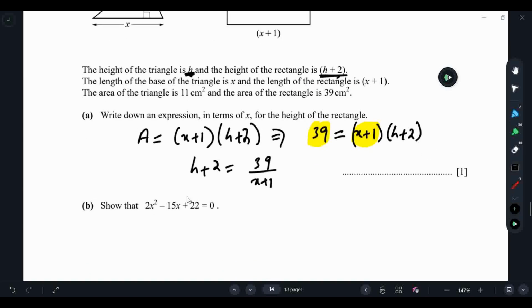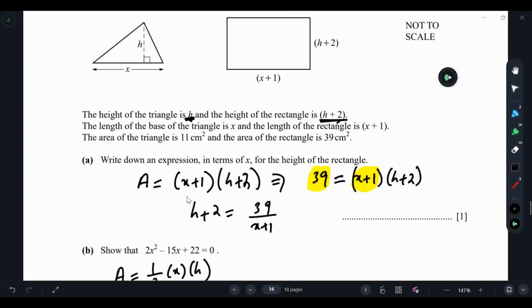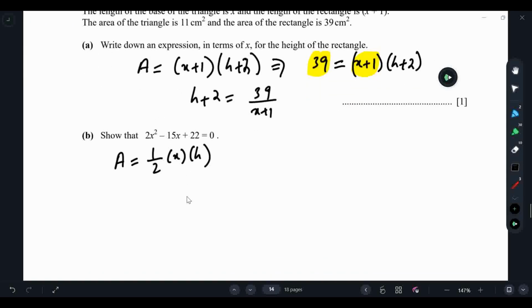Area of the triangle will be equal to, let me write it over here. Area of the triangle is equal to 1 by 2 base into height. Base is x and the height is h. So area of the triangle is 11. So 11 is equal to xh by 2. So 22 is equal to xh. So h is equal to 22 by x.